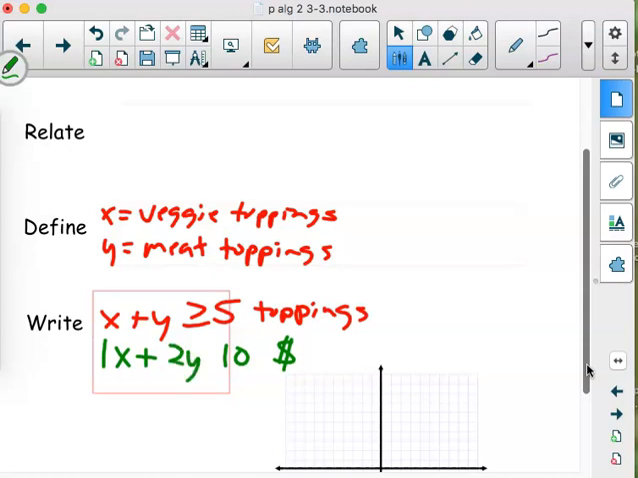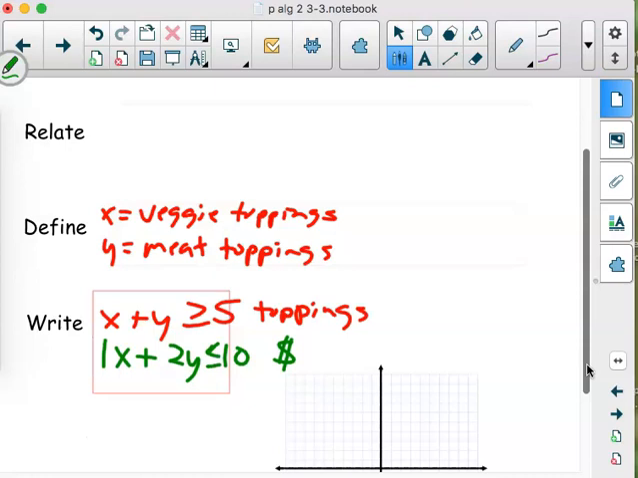Now, you have $10 to spend on your toppings. So would you be happy if you only spent 9? You have money left over, right? If you spend exactly 10, you'd be happy. How about 11? Oh, then you're going to cut into the tip, right? Because you're going to have to take money out of that. So this needs to be less than or equal to 10.